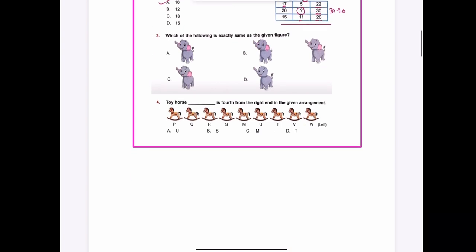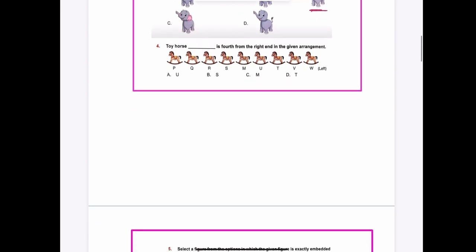Third question, which of the following is exactly the same as the given figure? This is the given figure we have. So exactly the same is option A. Next, question 4, toy horses, blank is fourth from the right hand in the given arrangement. This is the given arrangement we have, and this is the left hand, so this is the right hand. So fourth from the right hand, 1, 2, 3 and 4 means S, so option B.